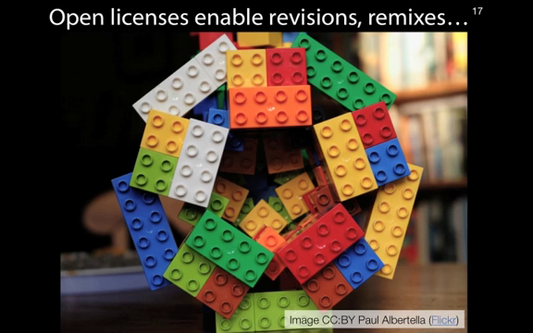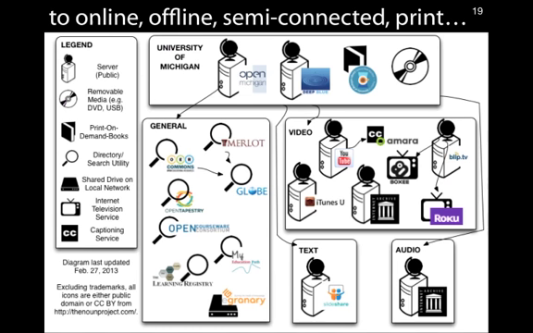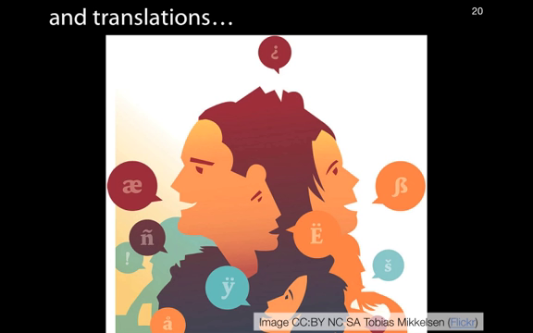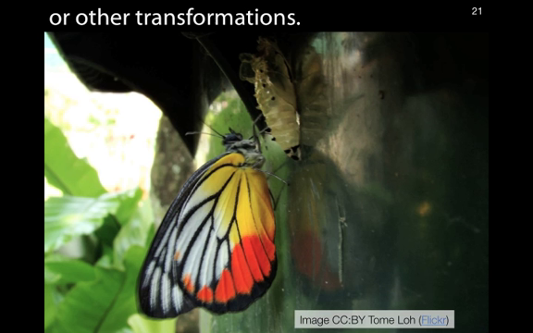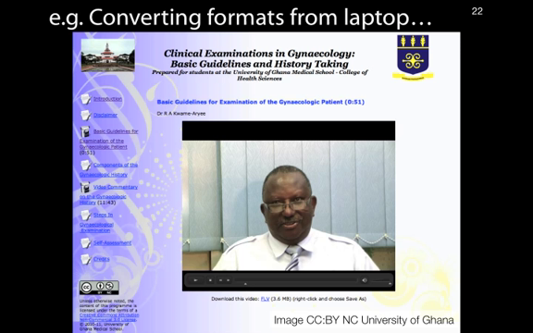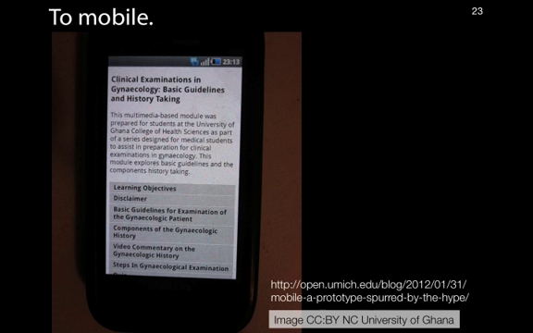Now, open licenses such as Creative Commons enable others to make marginal improvements or enhancements to build upon your work. So this includes revisions and remixes, duplication and copies to multiple websites, as well as making things available offline, available in print as well as electronic, allowing for translations, and other types of transformations. So for example, you could take a learning module that was originally designed to be shared using a desktop or laptop computer and convert the content to something which is more friendly to mobile users.